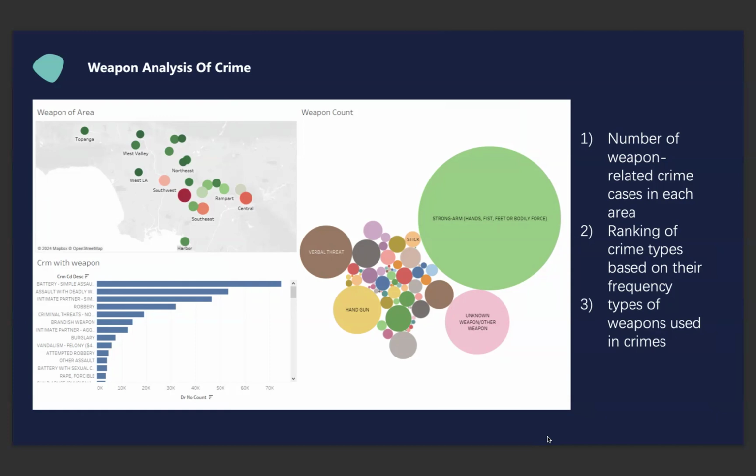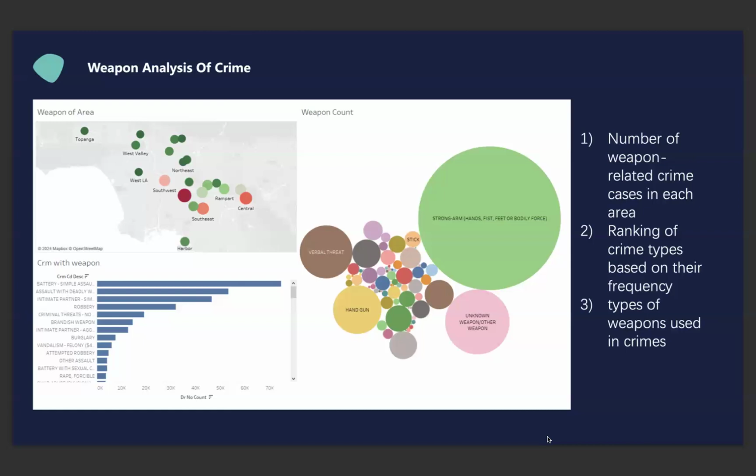Moving on to the histogram below the map, it sorts the types of crimes involving weapons. This chart provides a clear ranking of crime types based on their frequency. The most common type of weapon-related crime is battery, followed by assault with a deadly weapon, and intimate partner simple assault. These statistics highlight that weapon-related crimes are primarily centered on assault and violent behaviors.